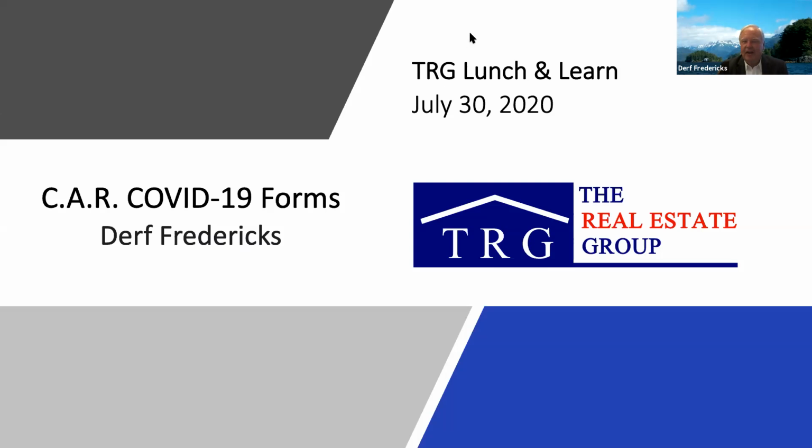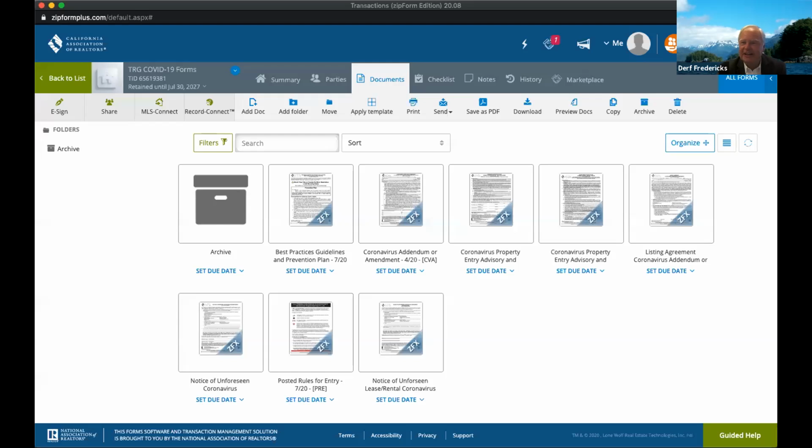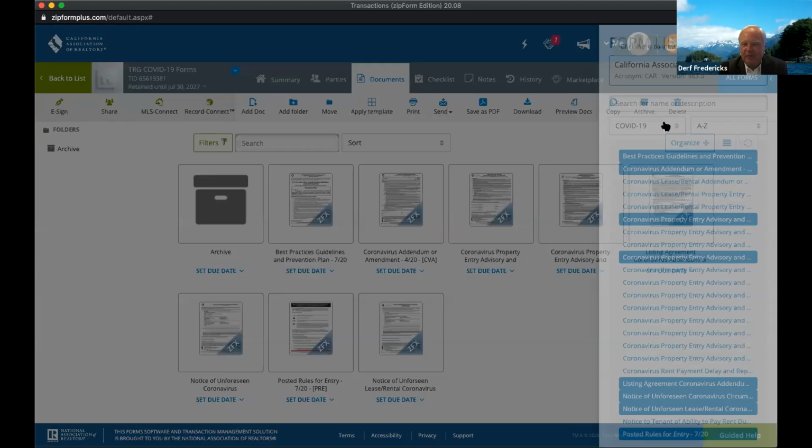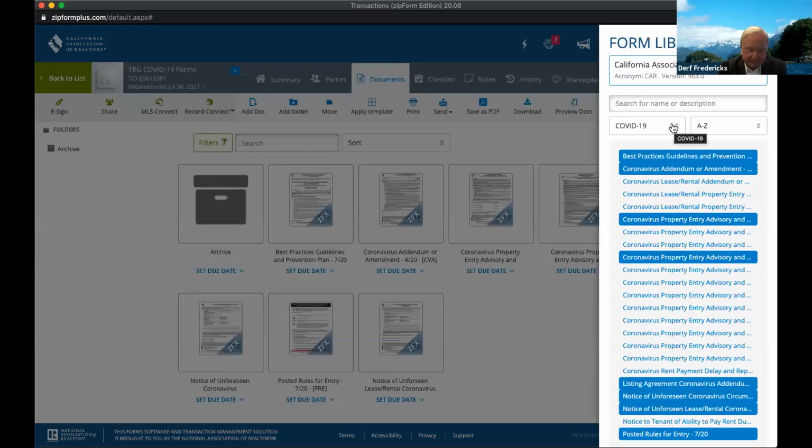Okay, please unmute yourself and yell or wave your hand, or you can use the chat at the bottom of your screen as you go through this. Because this afternoon, we're going to talk about the coronavirus and the COVID-19 forms that we want everyone to use. Any questions up front?